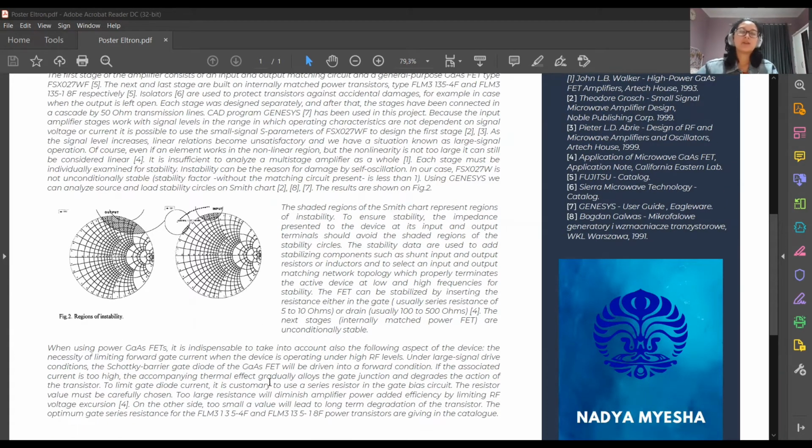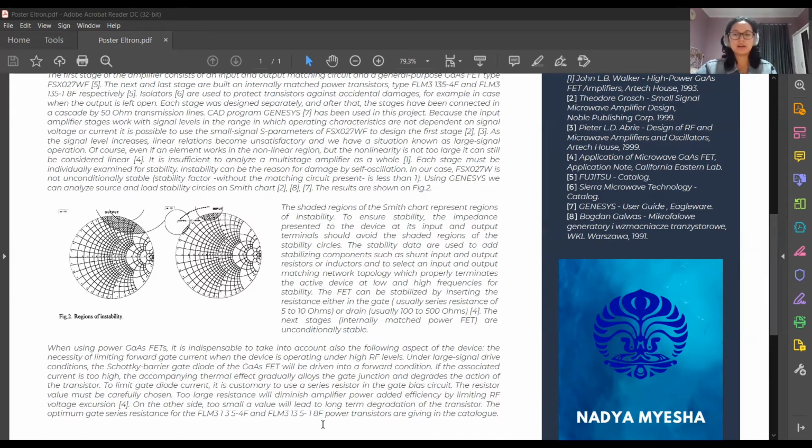When using power gallium arsenide FETs, it is crucial to take into account the necessity of limiting forward gate current when the device is operating under high RF levels. Because under large signal drive conditions, the Schottky barrier gate diode of the gallium arsenide FET will be driven into a forward condition. Now, if the associated current levels are too high, the accompanying thermal effect will gradually alloy the gate junction and degrade the action of the transistor.